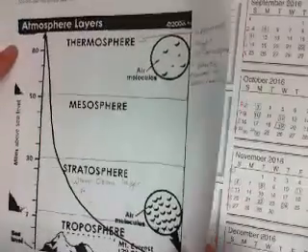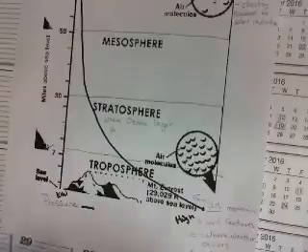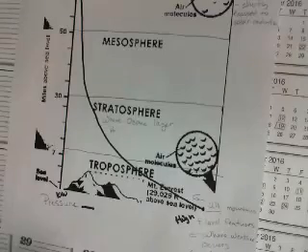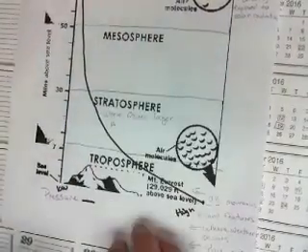So why does pressure do that? Well, to understand why pressure does that, you have to understand what actually holds the atmosphere to the surface of the Earth. The atmosphere is actually held to the Earth by gravity. It's the force of gravity that holds the molecules in the air to the surface of the Earth.